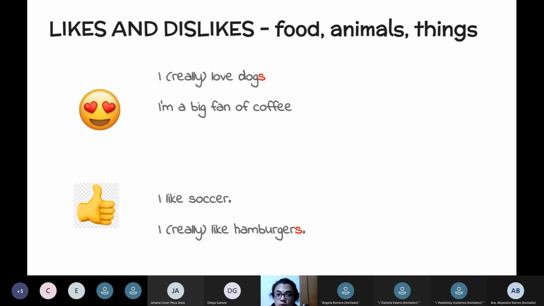This is for activities. Now, when we talk about food, animals, things, okay? Things change a little bit. Why? Because, for instance, in this case, guys, we say, I really love dogs, okay? So, how are we going to use the noun we talk about? In plural, okay? If it's countable or uncountable, if it is countable, we're going to use plural. I really love dogs. And I'm a big fan of coffee, for example. Coffee is uncountable, so we are going to say I'm a big fan of coffee.